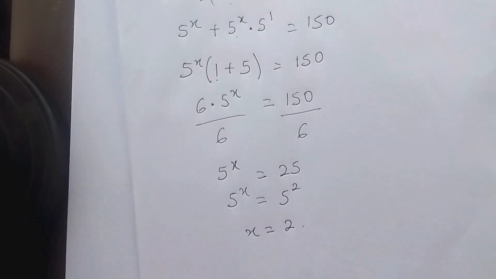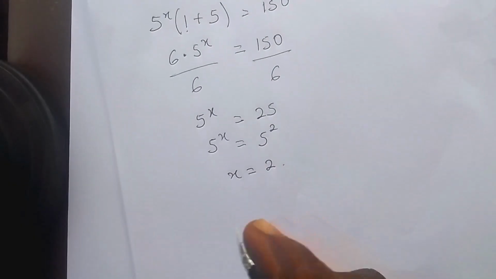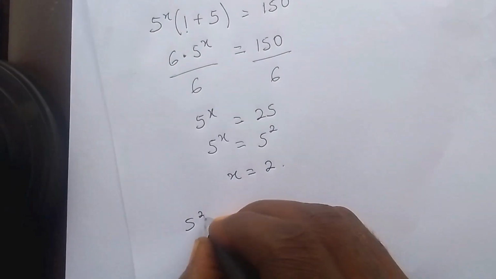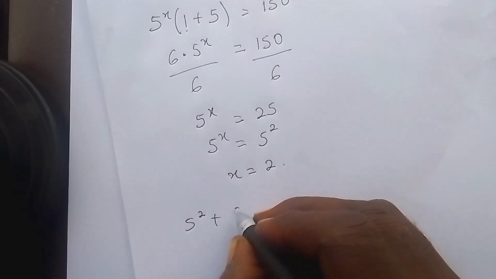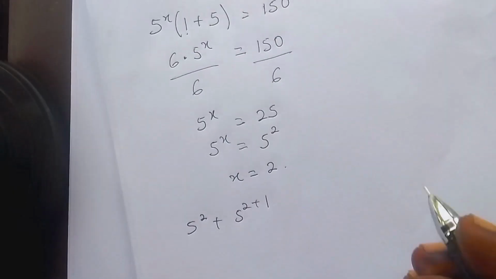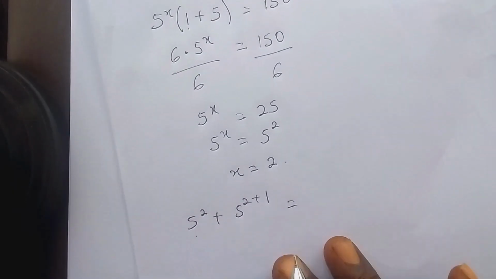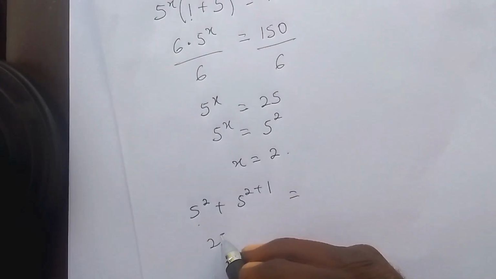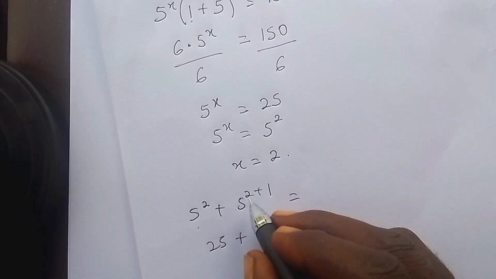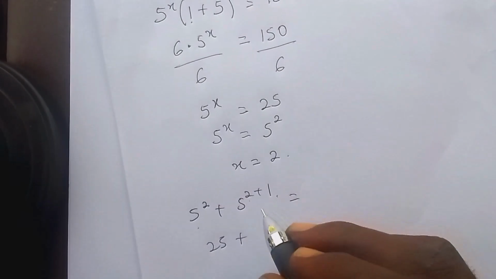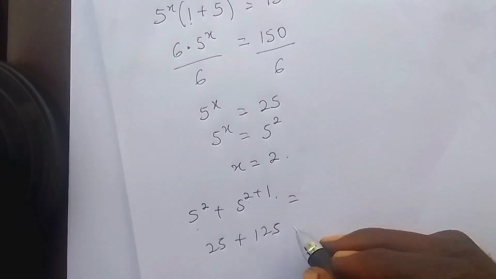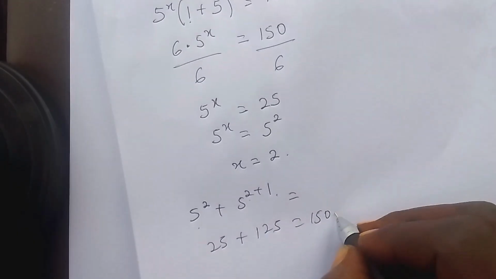You can do the test here. That is, if I have 5 to the power 2 plus 5 to the power 2 plus 1, is it going to give us the 150? 5 to the power 2 is 25, plus 2 plus 1 is 3. 5 to the power 3 is 125, and that will give us 150.